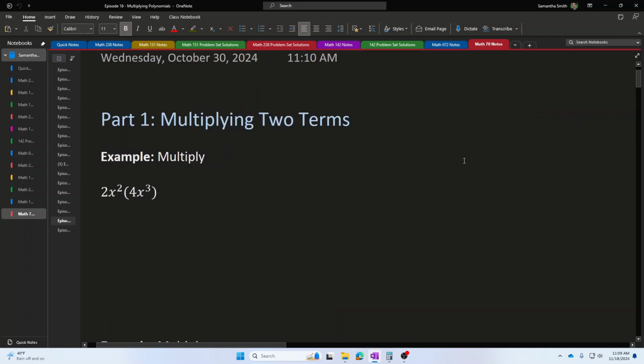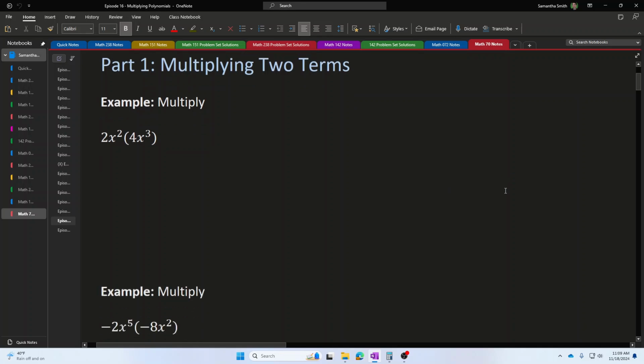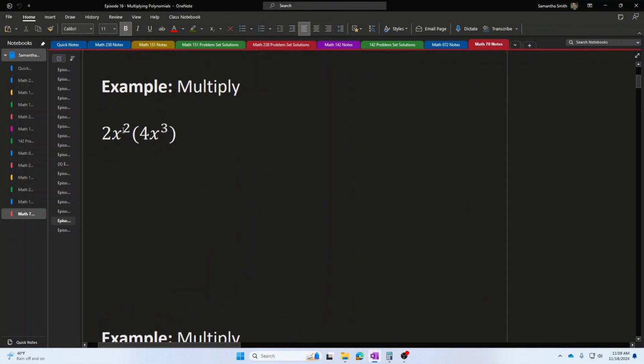In today's episode, we are going to be talking about how to multiply together expressions containing variables. To begin with, let's talk about how to multiply together two terms. For example, someone says to me, multiply the term 2 times x squared by the term 4 times x cubed.